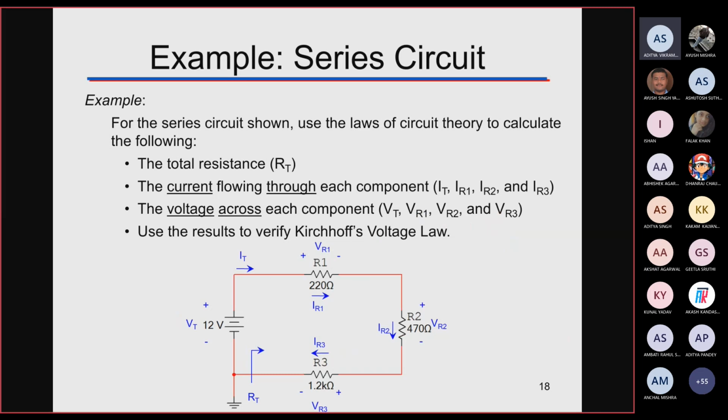Now again we have one example. The same electrical circuit is there where we have a 12 volt source. The total resistance is RT. Now, how to calculate RT in any series electrical circuit? All of you know that. So the current flowing through each component can be calculated now, right? So how to calculate IR1, IR2, IR3, that is known to you. Then we can calculate the voltage drop across each component, right? So this can be done using KVL.